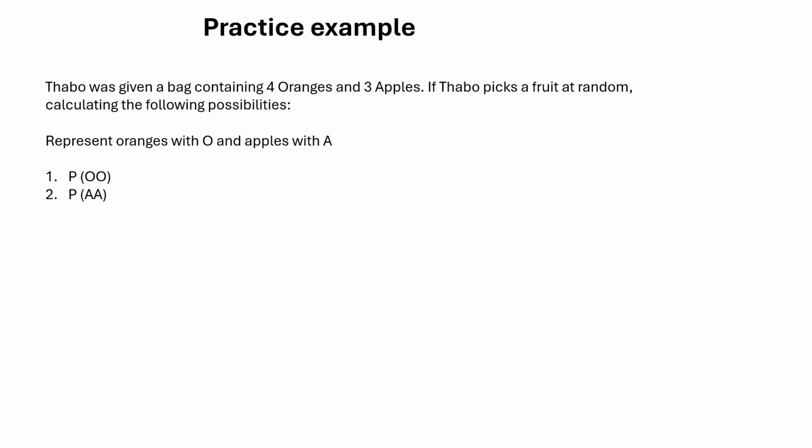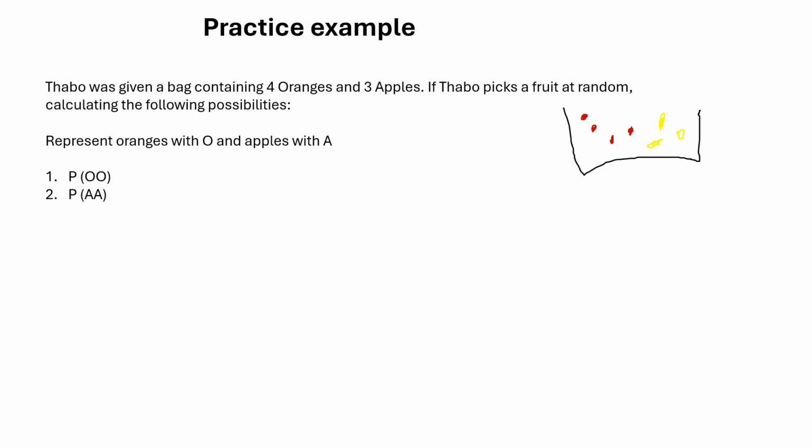Let's say we have got Thabo who was given a bag, and then let's just draw that bag. Inside the bag, we have been told that we've got 4 oranges. Let's say orange number 1 somewhere there, orange number 2 somewhere there, orange number 3 there, and orange number 4. So we've got 4 oranges inside, and also we've got 3 apples inside. So we've got 3 apples also inside.